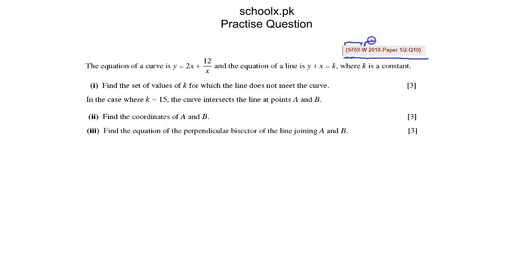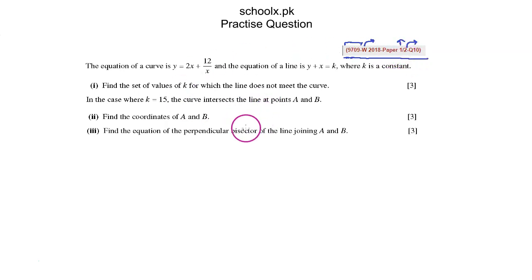By W it means winter, the session of October, November, and 2018 is the year in which this question appeared in the exam. And this is the paper code, paper 1, P1, we're doing P1 right now, and this is the variant of the paper, which is 2. And the question in that paper, this was question number 10. So this is basically the question from the exam of 9709, and the exam session was winter 2018, and the exam code was P1, variant 2, question number 10.